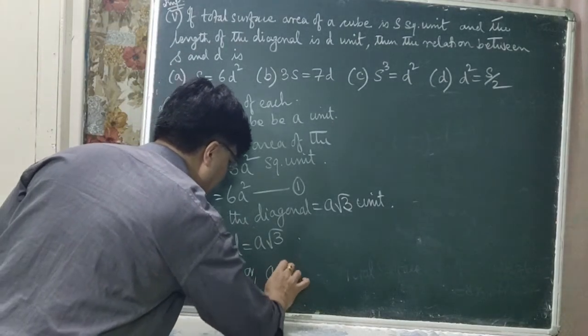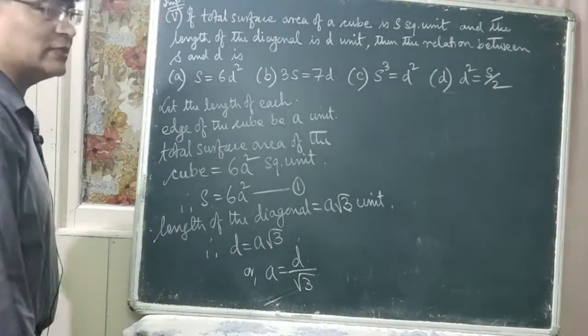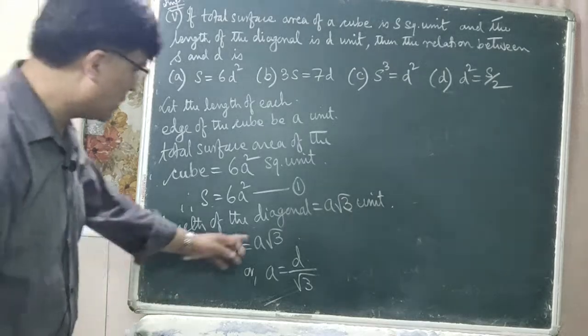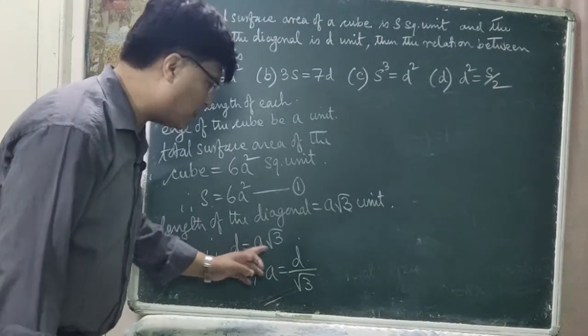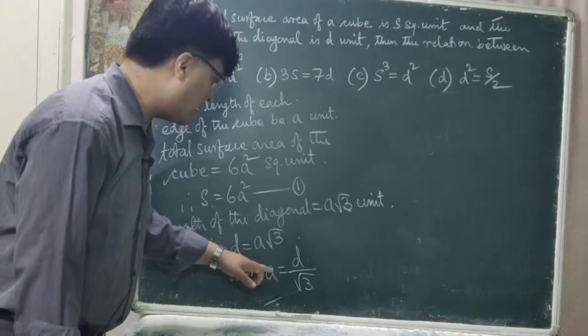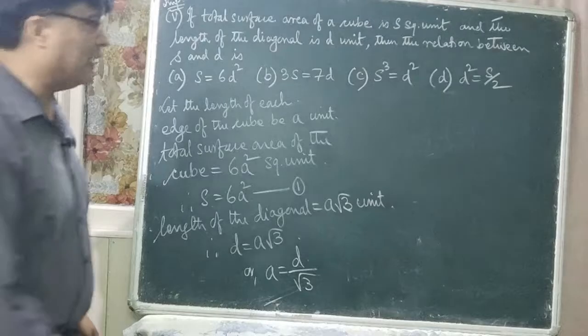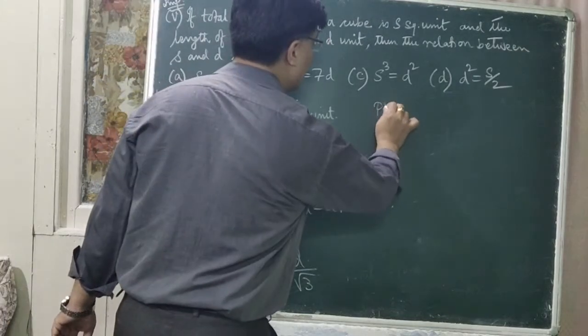So let us get the value for a from here. What is the value for a? So a is equal to d upon root 3. You know how to get the value for a, isn't it? So let us put the value for a in 1. So in equation 1, you put the value for a.